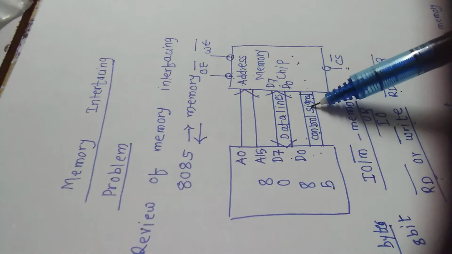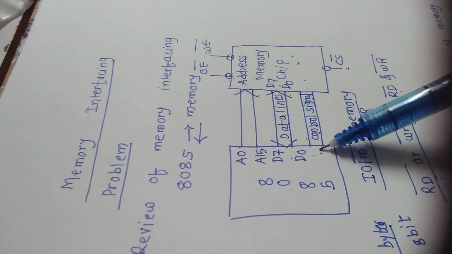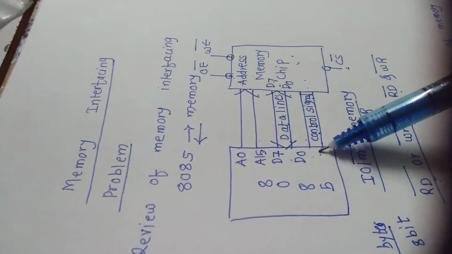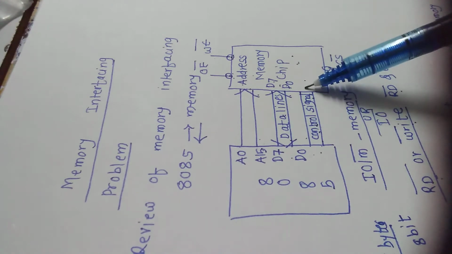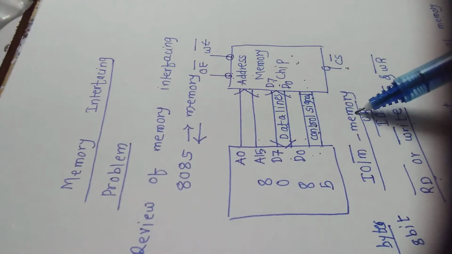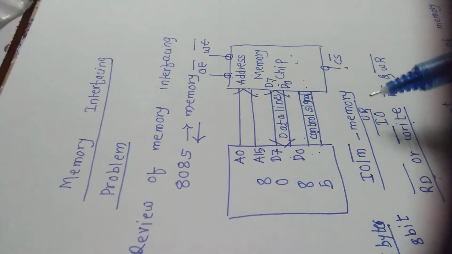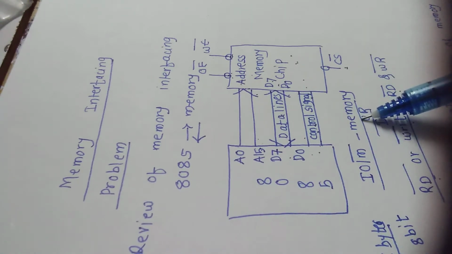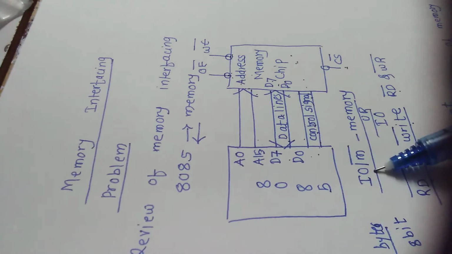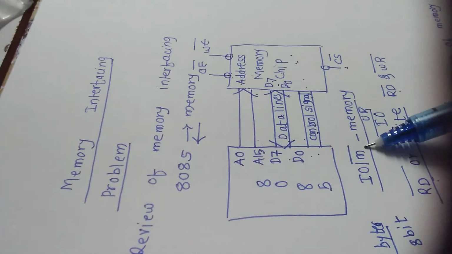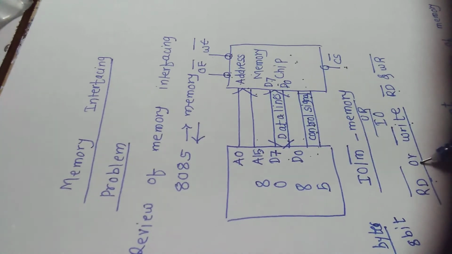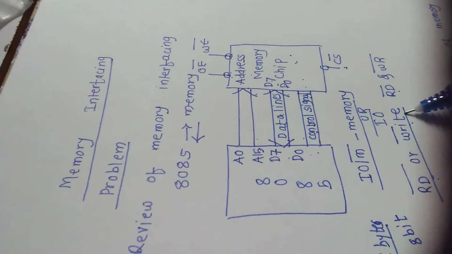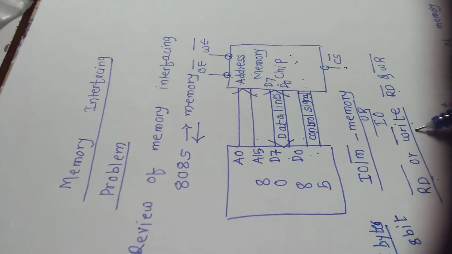Apart from this, control signals are also connected to the memory chip. Which control signals do I need here? IO/M bar, that is whether it is an I/O operation or a memory operation. The IO/M bar signal is there. Whether it is a read operation or a write operation, the read and write bar signals are there.